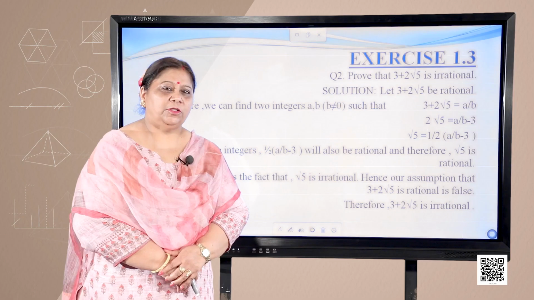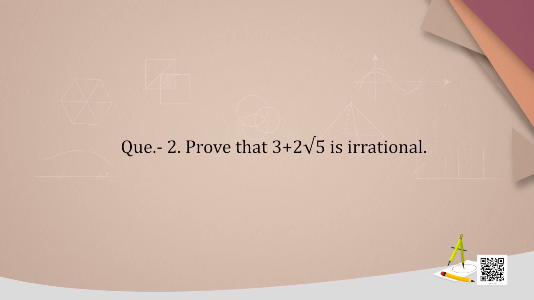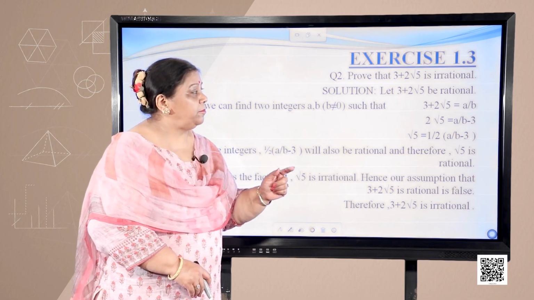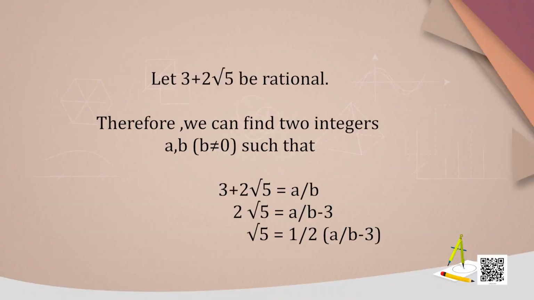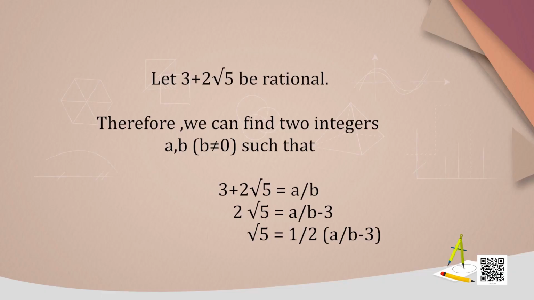Is it clear? So, students, let us look into another question. Prove that 3 plus 2 square root 5 is irrational. Let 3 plus 2 root 5 be rational. Therefore, we can find two integers a and b, not equal to 0, such that 3 plus 2 square root 5 is equal to a upon b. So, 2 root 5 is equal to a upon b minus 3, which can be rewritten as square root 5 is equal to 1 upon 2 into a upon b minus 3.